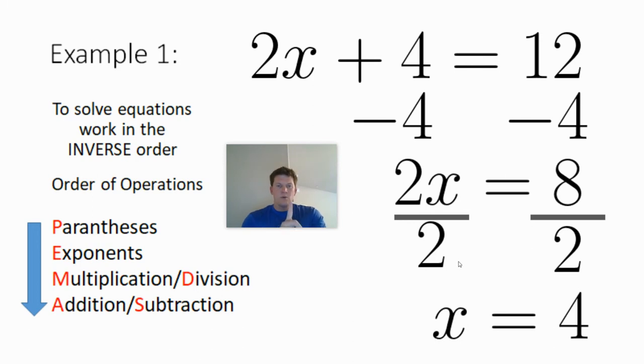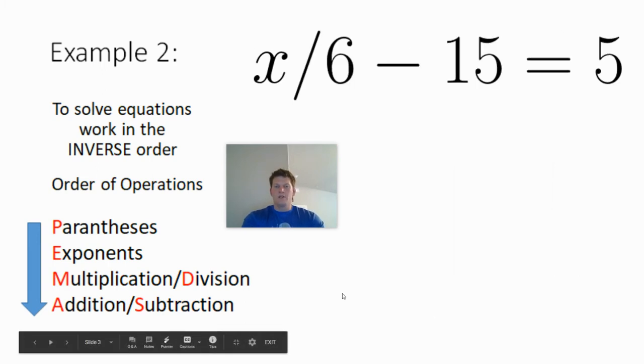So there's example number 1. Look for your operations. Work them in the reverse order of the operations. So take care of addition, subtraction first, then take care of multiplication, division. We had no exponents, so we didn't have to worry about it. We were all done. Let's do another one.